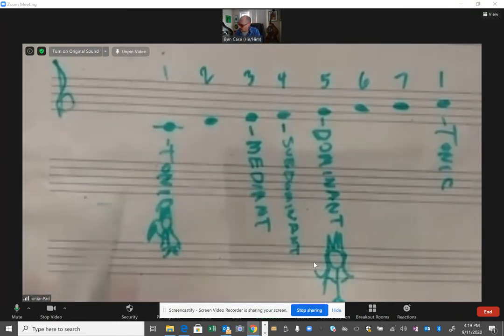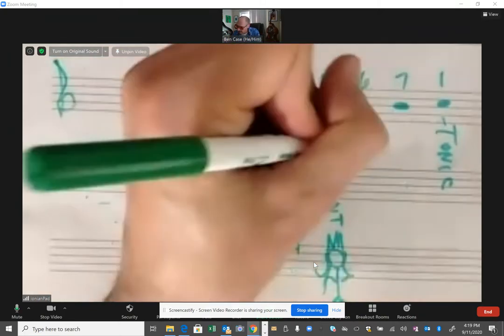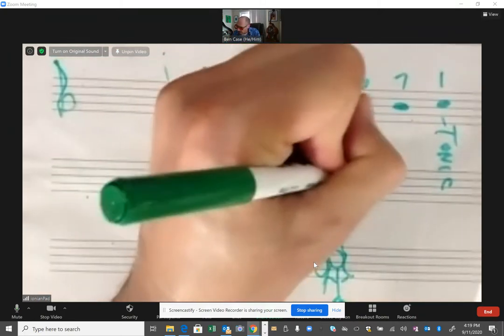Now, the next one that's pretty darn important, the next one in terms of order, is your 6. Now, your 6 is called your submediant.